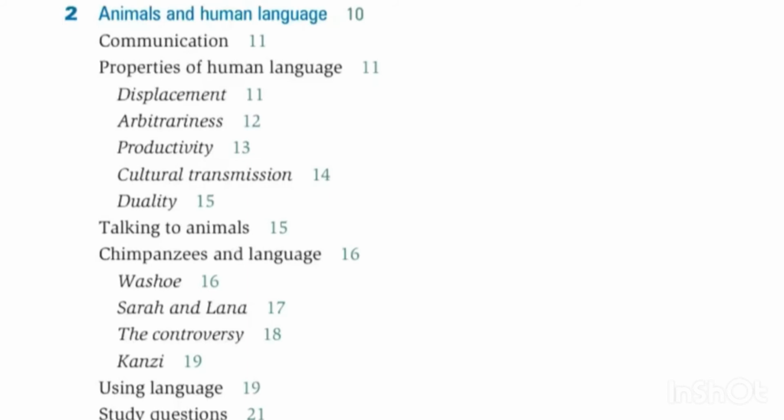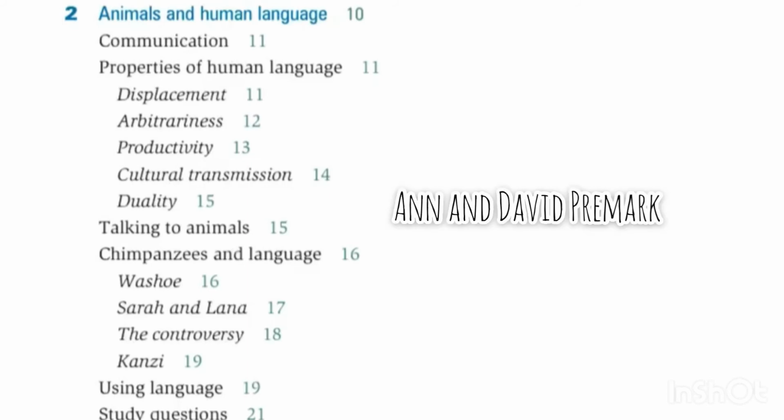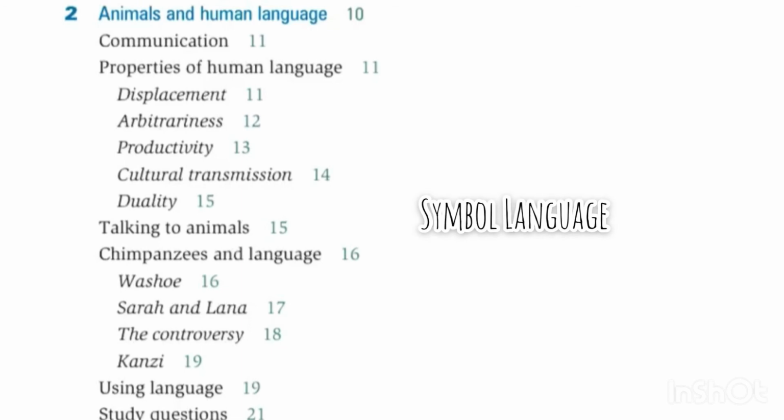The next point we have is Sarah and Lana. Sarah was raised by Ann and David Premack. Sarah was taught to use symbol language. She could communicate with humans by using some symbols. She could use different symbols, such as M for Mary gives chocolate to Sarah. Here is an example from the book. But using symbol language is not much different from using a vending machine and pressing different buttons randomly.